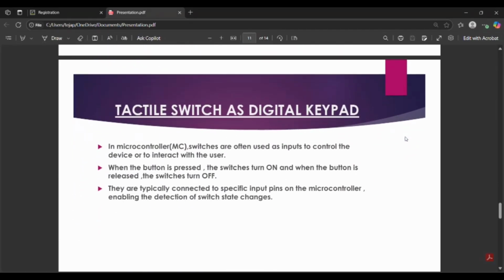And here is the tactile switch as a digital keypad. It is one of the peripherals. In a microcontroller, switches are often used as an input to control the device or to interact with the user. When the button is pressed, the switch turns on, and when the button is released, the switch turns off.